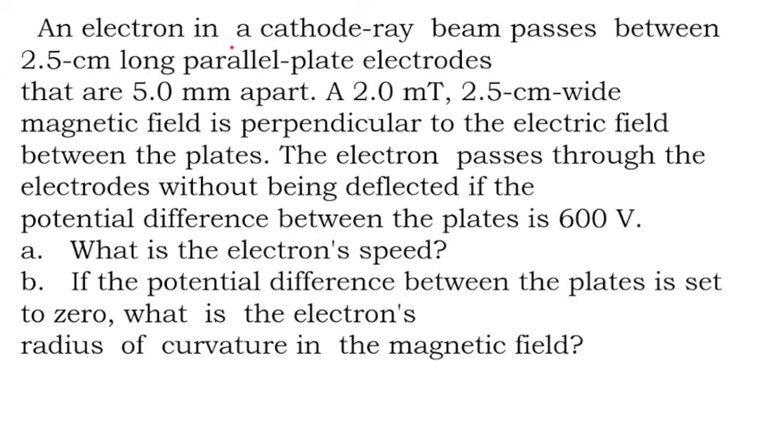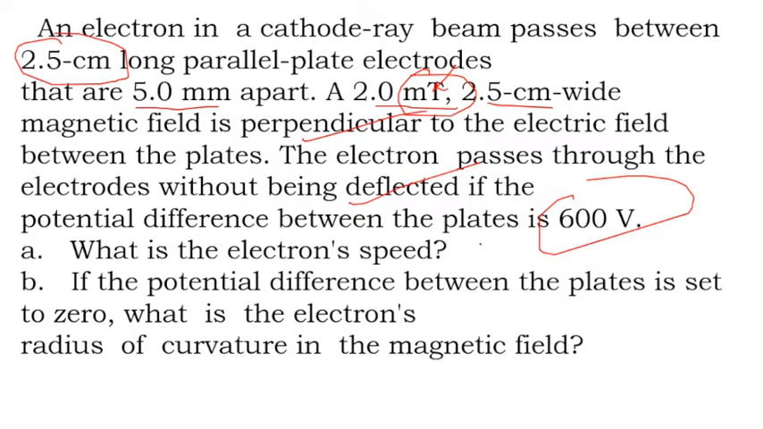Our next question says that the electron in a cathode ray beam passes between 2.5 centimeter long parallel plate electrodes that are 5 millimeters apart. A 2 millitesla, so this is 10 to the power minus 3 Tesla, 2.5 centimeter wide magnetic field is perpendicular to the electric field. The electron passes through without being deflected. If the potential difference is 600 volts, what is the electron speed? When you do these types of questions and there will be no deflection, we know that v at that time is equal to E by B.